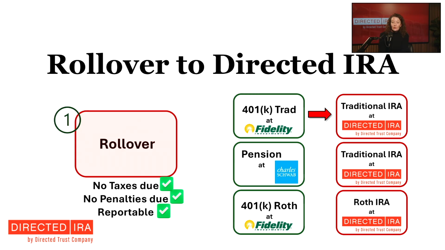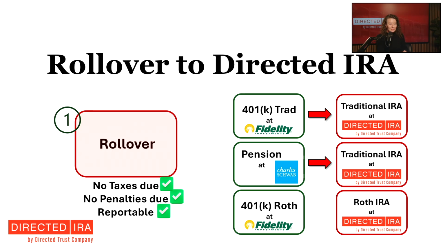In order to move over your pensions, your 403Bs, your TSPs, any type of employer plan, you will actually be facilitating a rollover. So you can move those pensions and 401Ks and such into a traditional IRA here at Directed IRA. Now, you facilitate all of this with the current institution that you're at. So if you have a 401k at Fidelity, you'll just call up Fidelity, let them know you want to do a rollover, provide them with the instructions to write the check out to your new IRA, and that's essentially it.